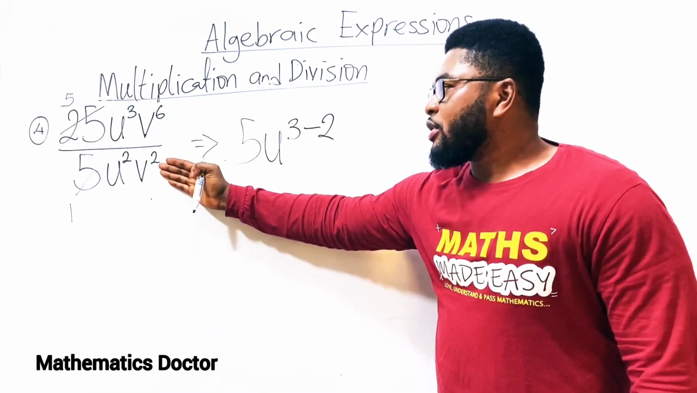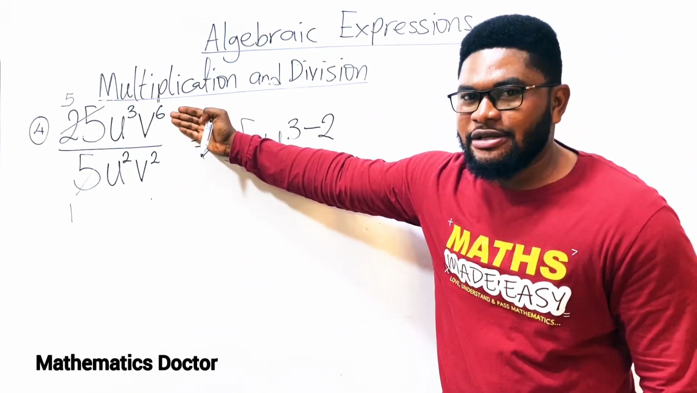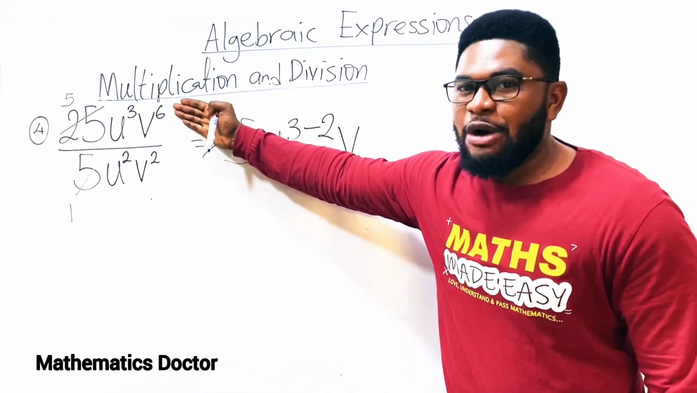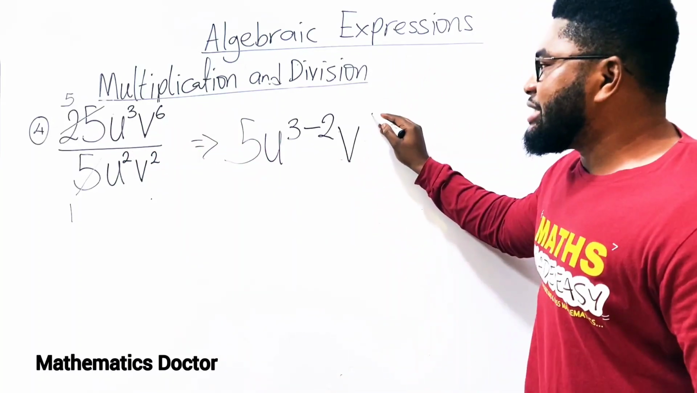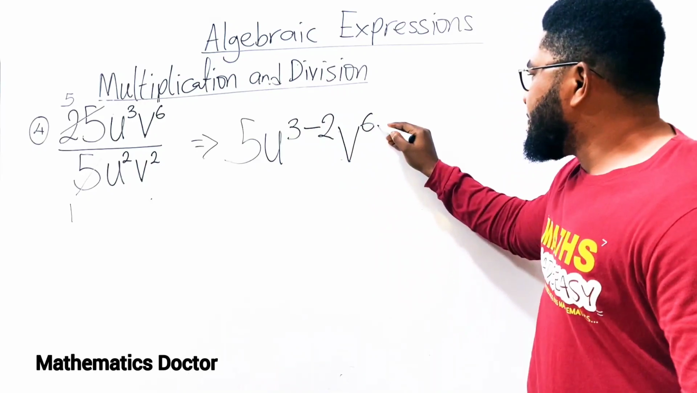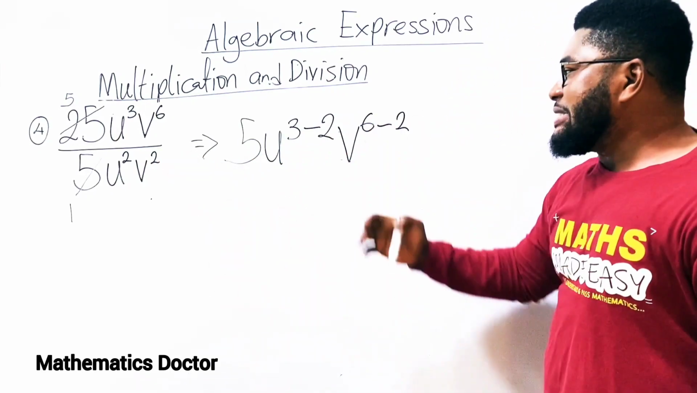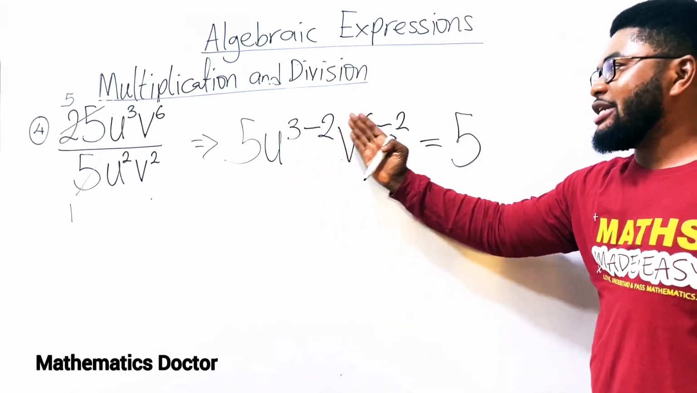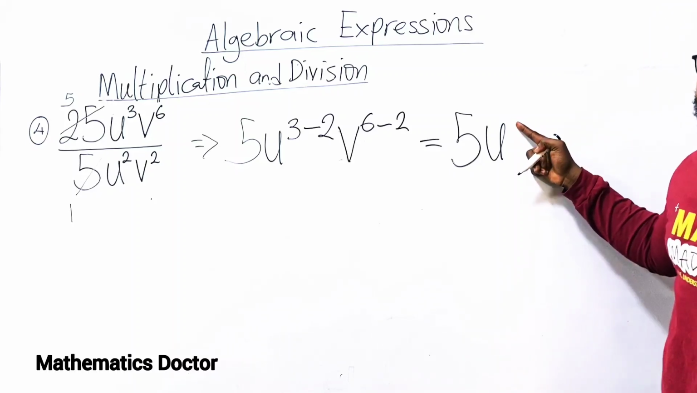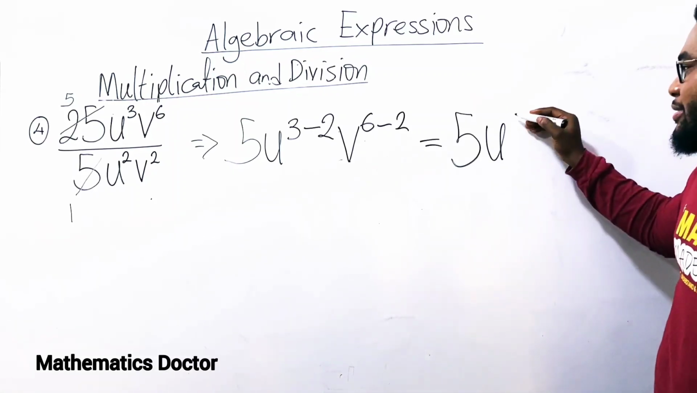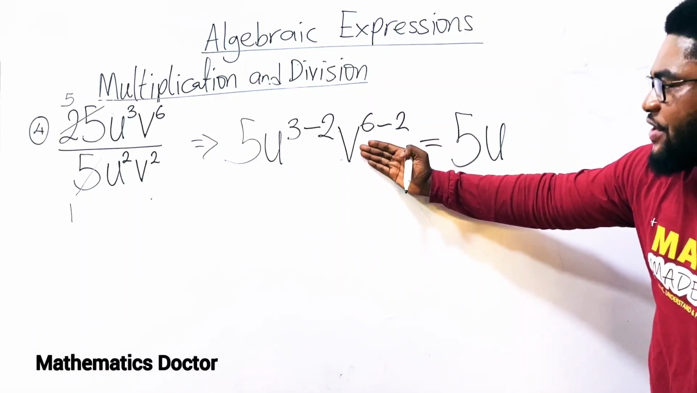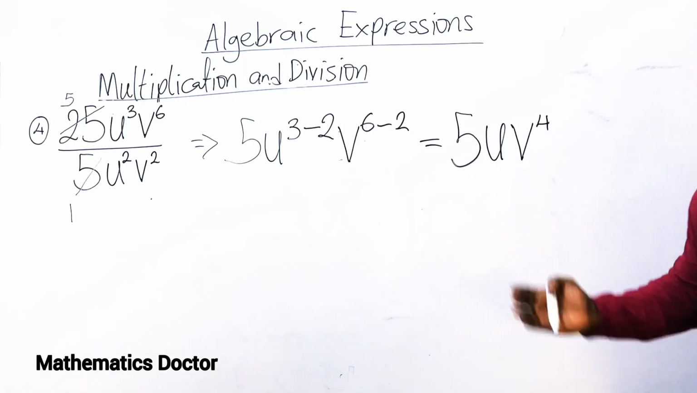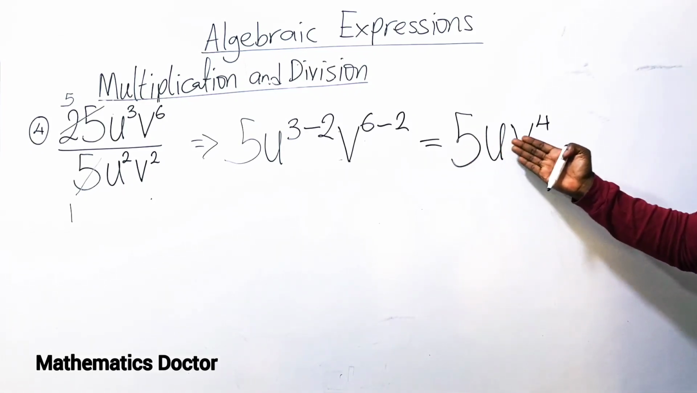Then we take that of the v. We have the numerator's v at power 6 and the denominator's v at power 2. We maintain the variable v. Then we subtract the powers because of the division, making it 6 for the first power minus 2 for the second power. Then we simplify this further. 5 still stands. U raised to the power 3 minus 2 becomes u power 1. We don't write the 1 since a variable without the power is still power 1. Then we go to the v. V raised to the power 6 minus 2, giving us v raised to the power 4. So still the final answer becomes 5u v power 4.